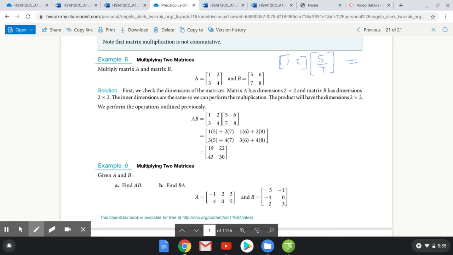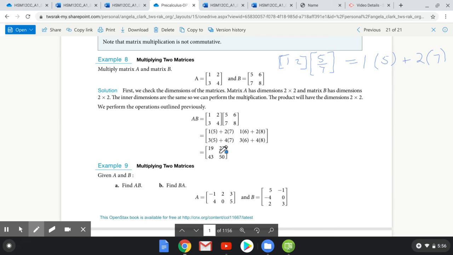Okay. So the dot product just says multiply the first 2 elements plus multiply the second 2 elements. So 1 times 5 plus 2 times 7. So we just have 5 plus 14. 5 plus 14 is 19. So you can see here, we get 19 as our first element.